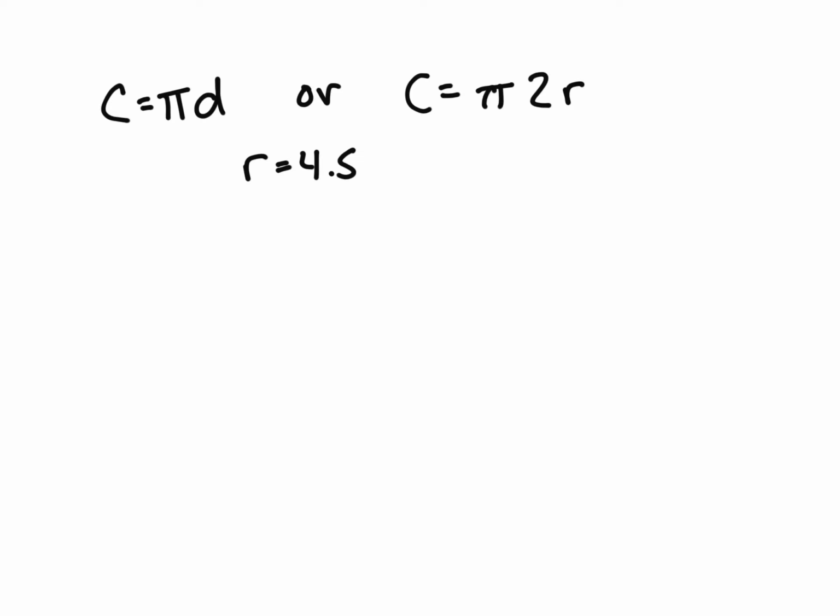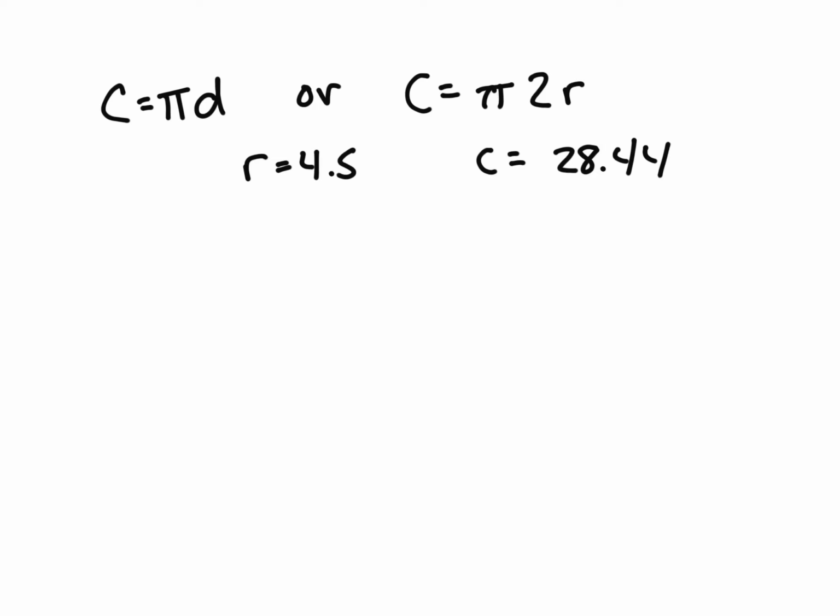For number 2, it says, Mika estimated the circumference. Circumference uses pi times diameter, or a diameter can be written as 2 radiuses. So, with a radius of 4.5 and a circumference of 28.44, we have to determine the approximate value of pi.